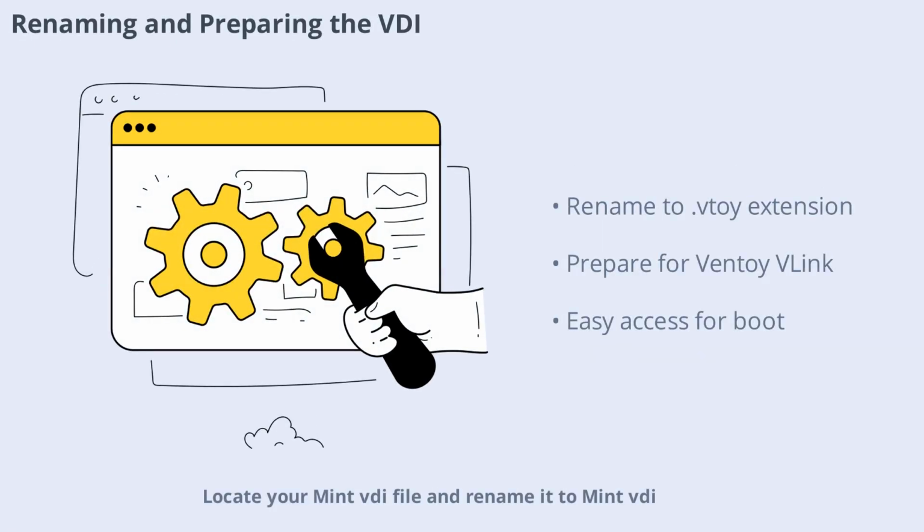Locate your Mint VDI file and rename it to Mint.vdi.vtoy to mark it as vDisk boot ready. Move or copy this file to a location where you can easily access it for Ventoy's VLNK feature. This step ensures Ventoy recognizes your Linux Mint image as compatible for native boot.